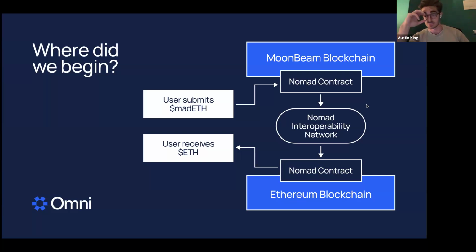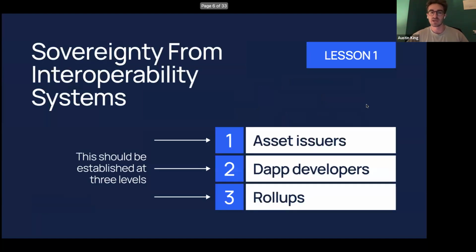So I'm saying it's important to design the abstractions of how we work with these things so that there can be independence and sovereignty from interoperability systems. And really, we see this happening at three different layers. The first is asset issuers. We do not think that any asset issuer should make their token downstream or a derivative of an interoperability network. We think that's unnecessarily risky. And we'll cover this, but there are alternatives where people don't have to do that today.